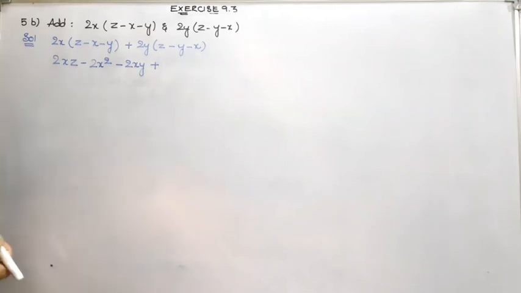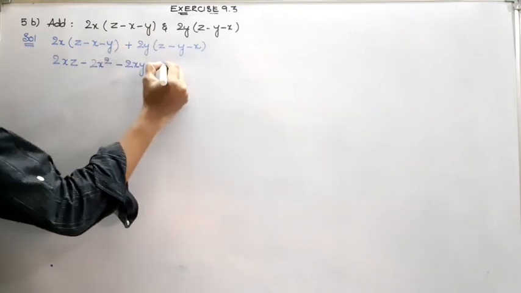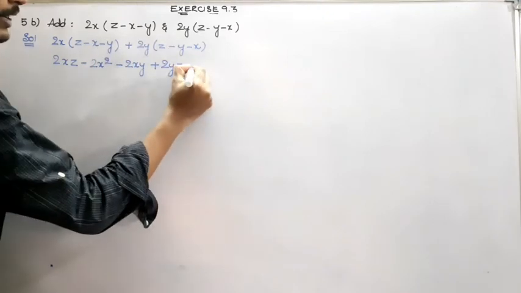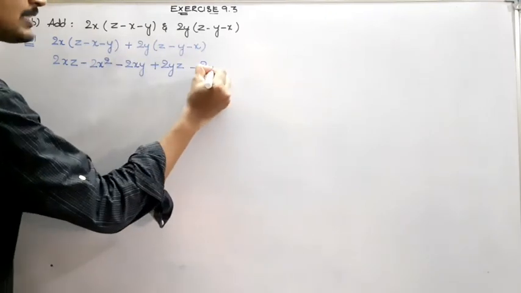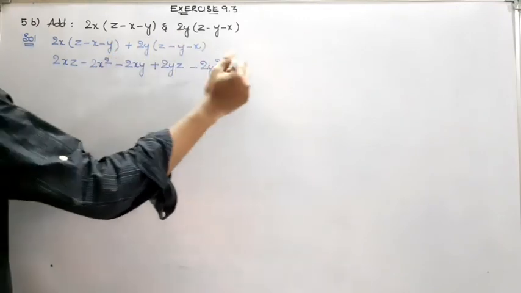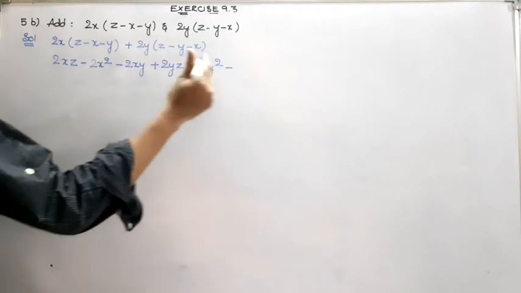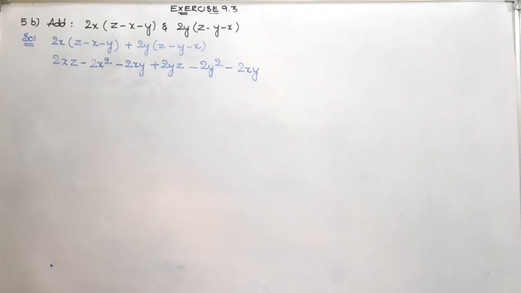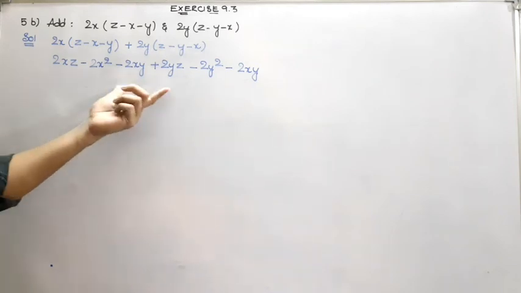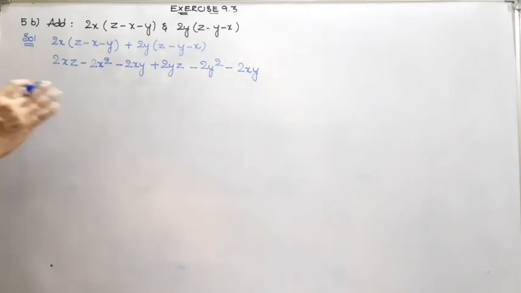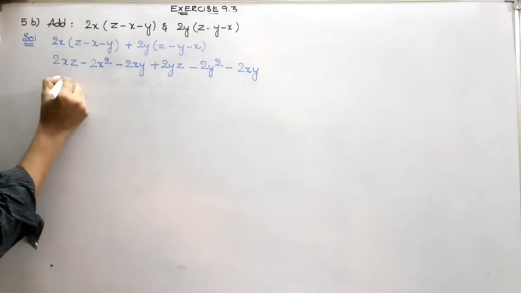Plus 2y into z, 2yz, plus into minus, minus 2y into y, 2y square, plus into minus, minus 2y into x. We can write 2yx or 2xy. Nothing wrong. Under multiplication we can write like anything. Now look, so do you find any common terms? Yes, minus 2xy and minus 2xy. So let us rearrange the terms according to their powers.